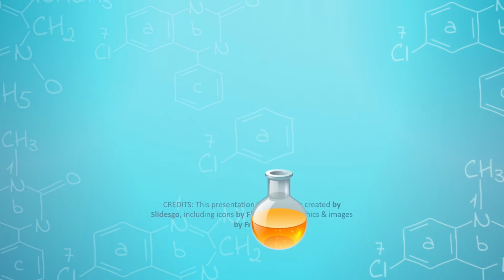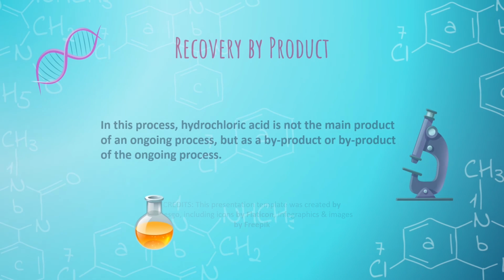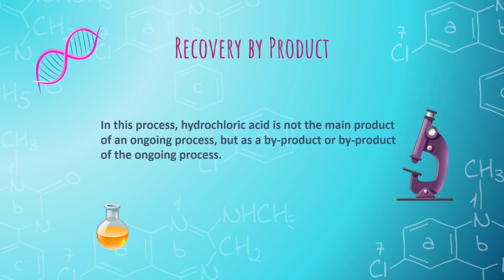system. Number 4, recovery as a byproduct. In this process, hydrochloric acid is not the main product of an organic process, but a byproduct of the organic process. Several processes that produce HCl as a byproduct include the manufacture of vinyl chloride, isocyanates, and chlorination of aliphatic hydrocarbons.